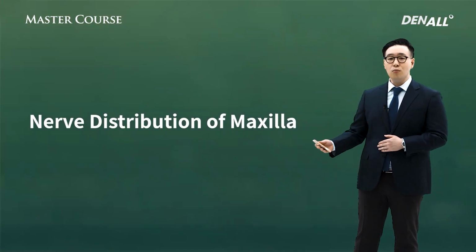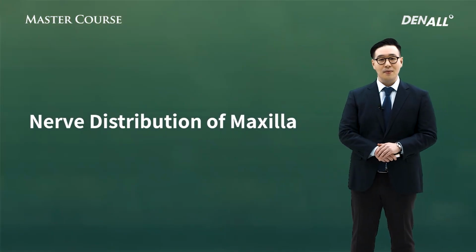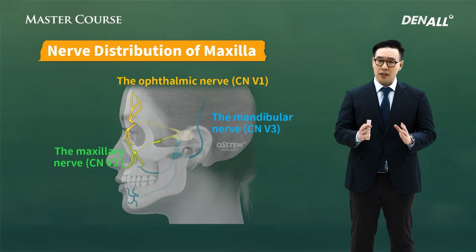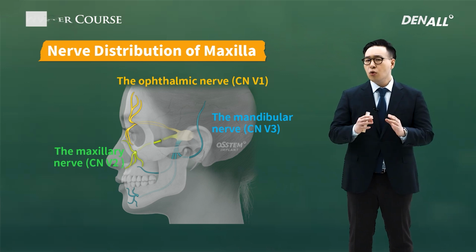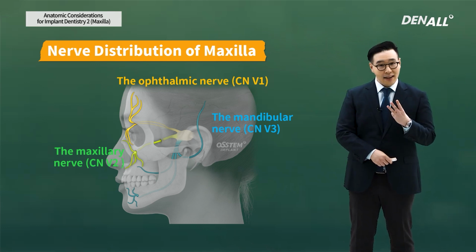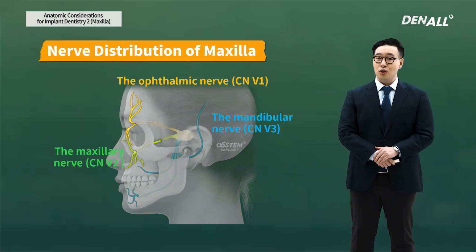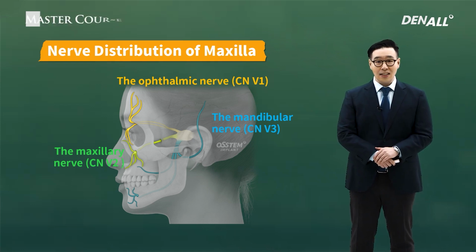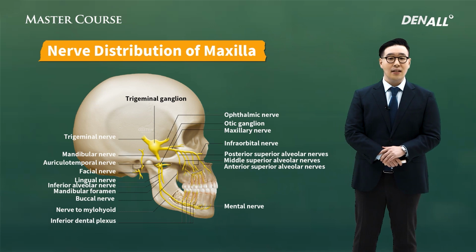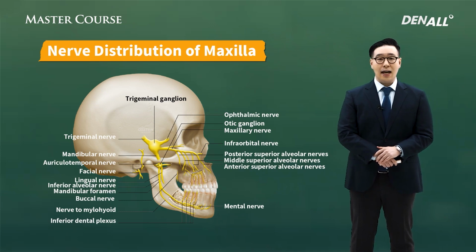Thirdly, let's look at the nerve distribution of the maxilla. The fifth cranial nerve, which is the trigeminal nerve, is one of the biggest nerves in the brain, composed of mostly sensory nerves and some motor components. It is divided into three branches, and the second branch, the maxillary nerve, is on the maxilla side. This maxillary nerve is related to the maxilla, nasal cavity, sinus, and palatal side sensory nerves.